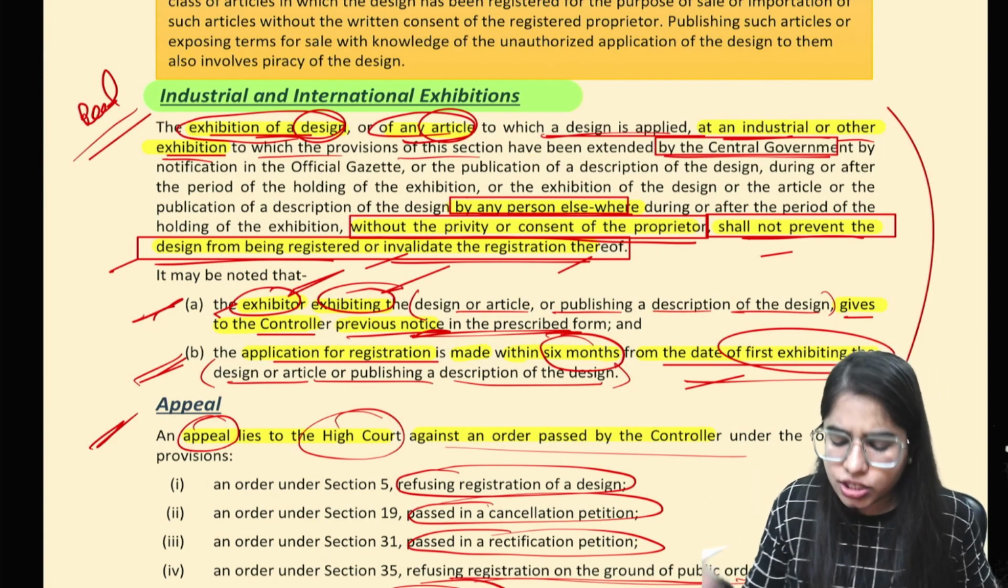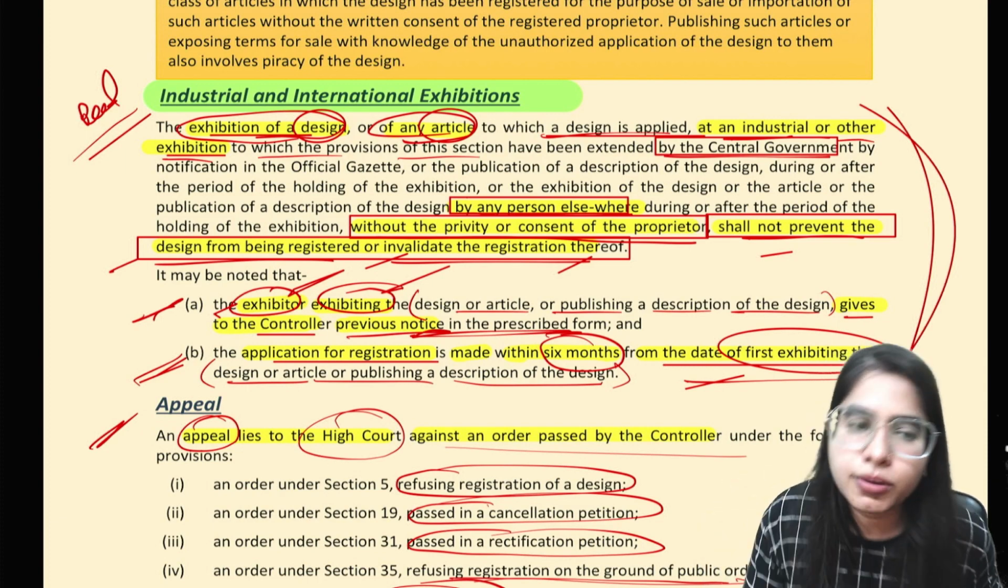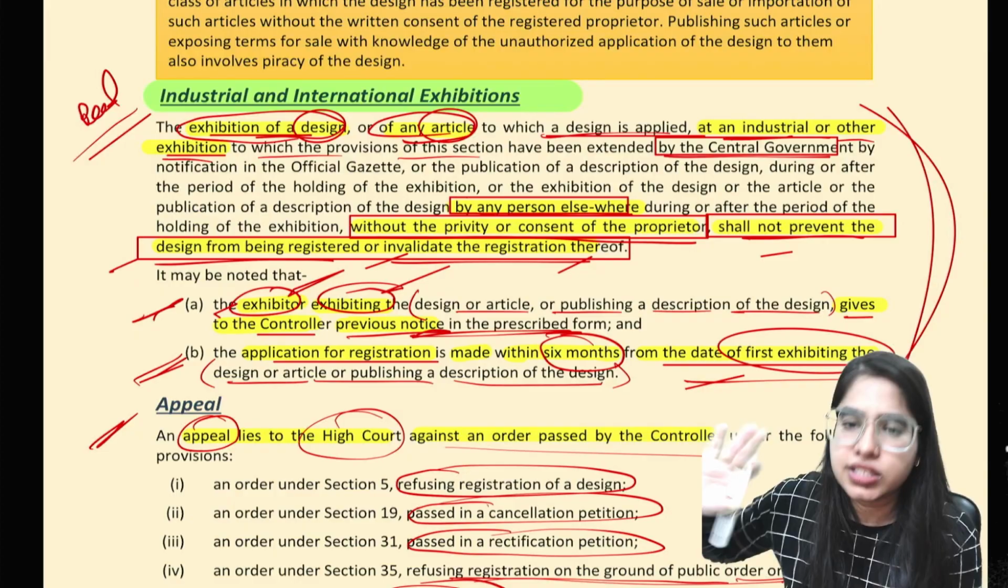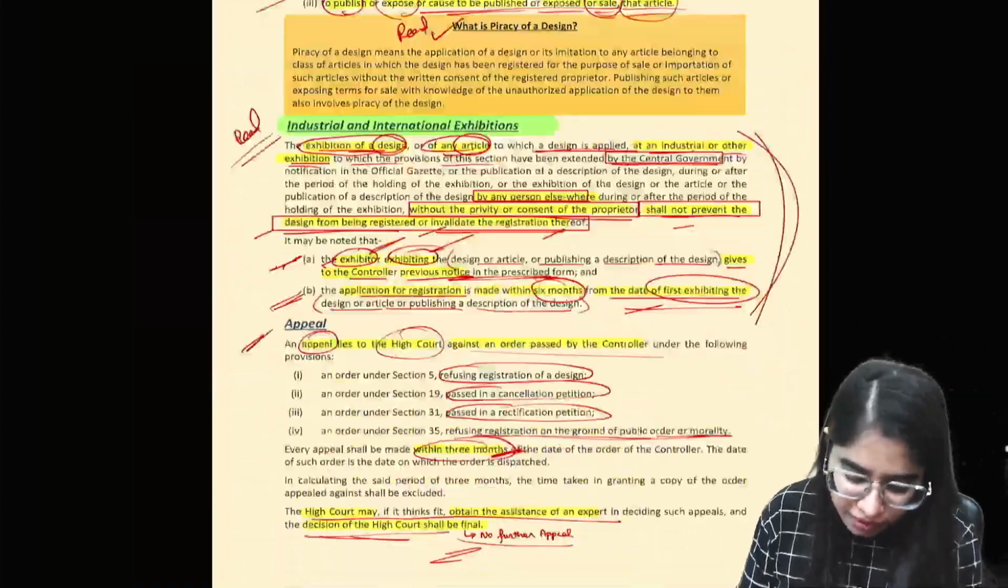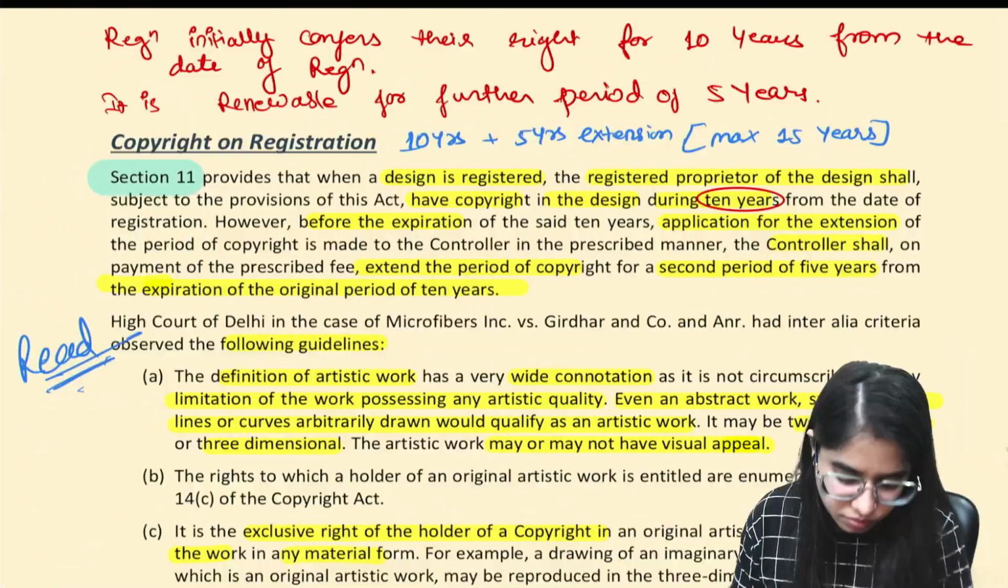Even if a question from this comes for 3, 4 or 5 marks, you will be able to write it well enough. This topic is more than enough. So read only this much, nothing more, nothing less. Are we clear with this? With this, we are done with this chapter.